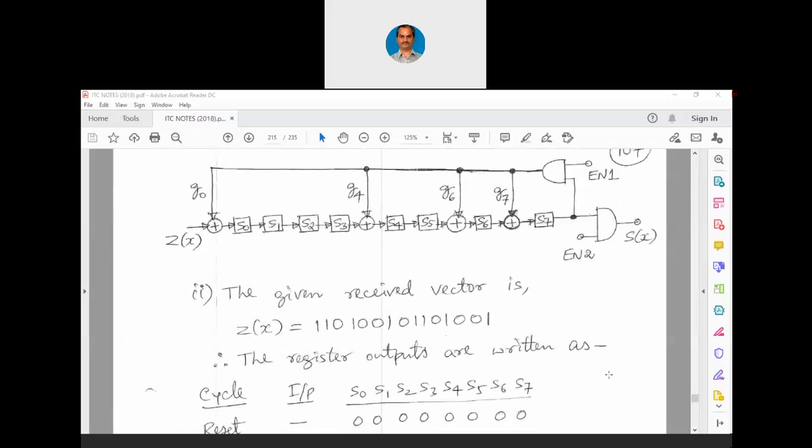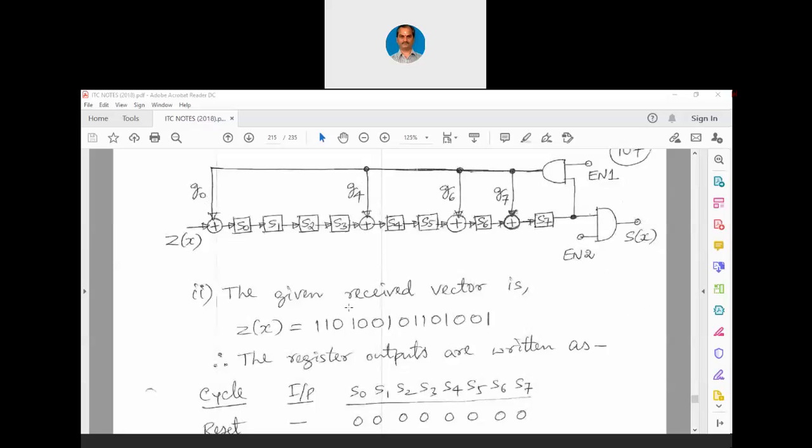This is the syndrome calculation circuit at the receiver, where you can see these two AND gates with the two enable signals. Initially, for the given number of clock cycles, the Z of x will be entering into the syndrome calculation circuit. In the next clock cycles, the stored polynomial or the syndrome is going to be taken out of this circuit or the registers. So you can see the output S of x, and for that you have an enable signal separately. We had discussed this circuit earlier when we discussed module 5.